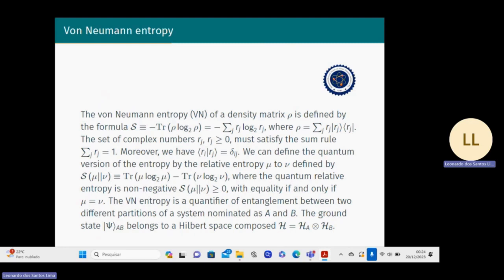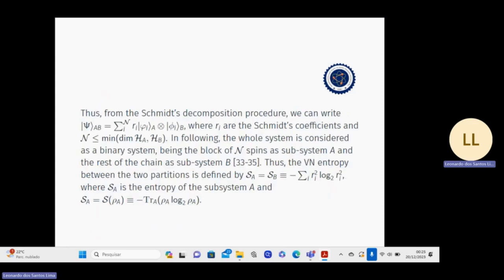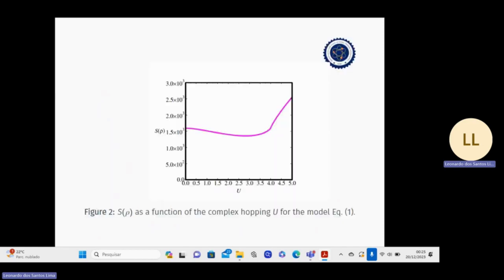I have the ground state of the composite system. The Hilbert space is defined by this equation. Using the Schmidt decomposition procedure, we can write the eigenstate of the composite system given by this equation. Consequently, I have the von Neumann entropy between the two partitions of the system defined by this equation.